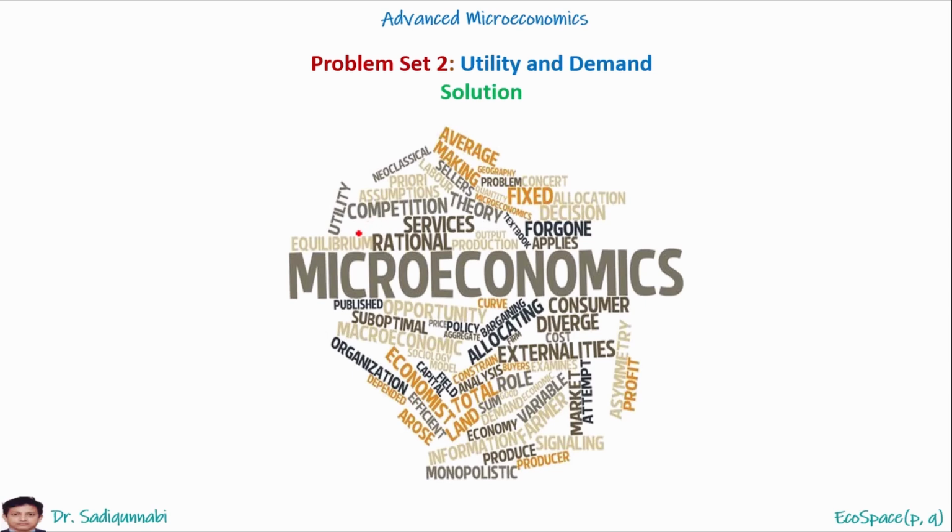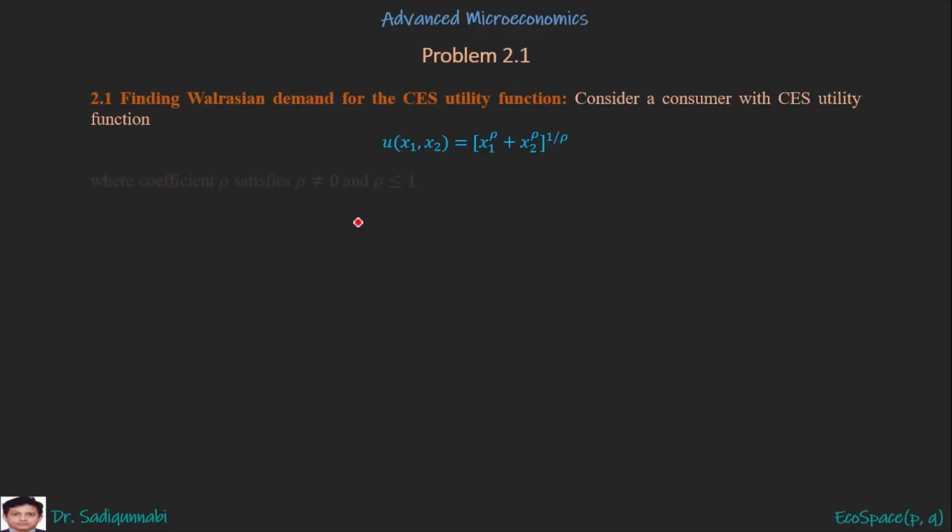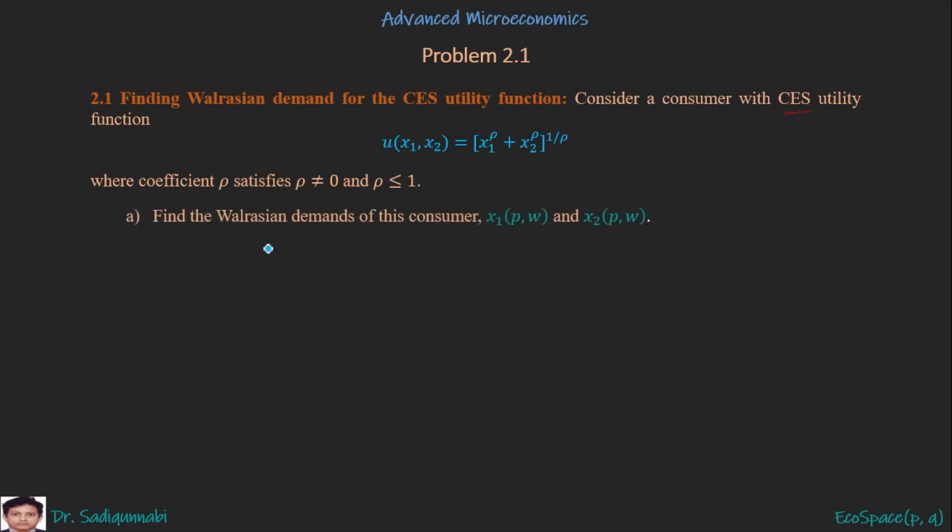2.1. First problem is about finding Walrasian demand for CES utility function. Consider the following CES utility function. First question is find Walrasian demands x1 and x2. Second, what is the Walrasian demand when parameter rho tends to 0?